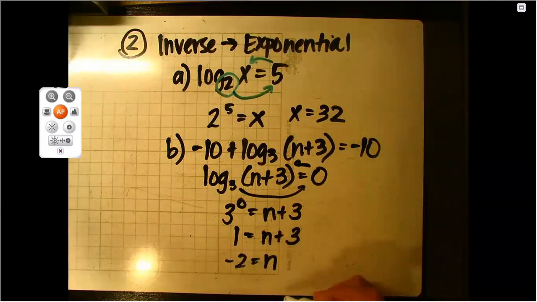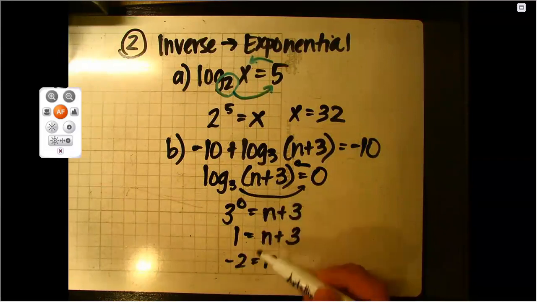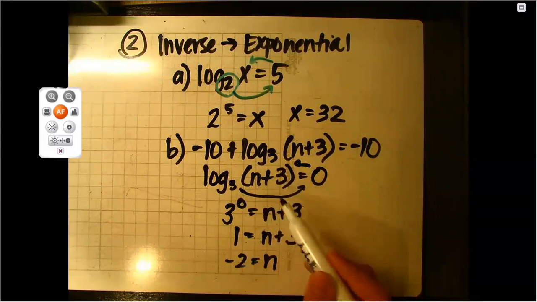All right, we've got to double check. If I plug in negative 2, plus 3 is a positive 1, so negative 2 works. Now you could have skipped this step in this case because we know if it equals 0, what's in here has to equal 1, but that's one less step of writing. It's not that big of a deal.